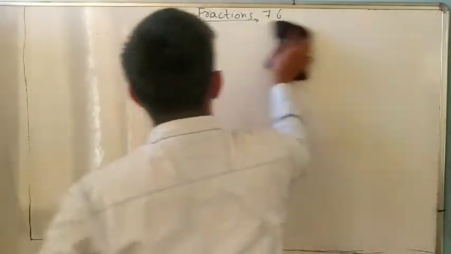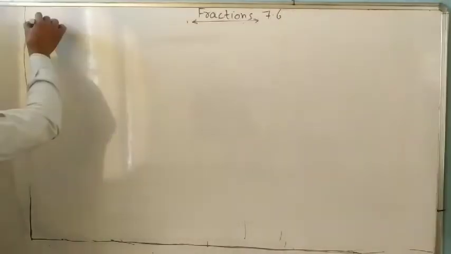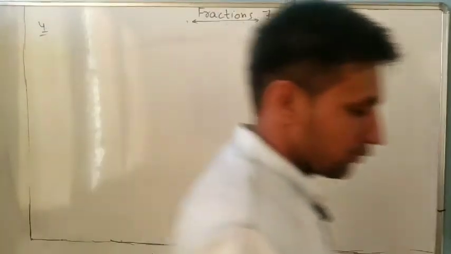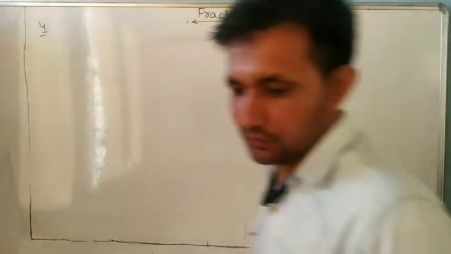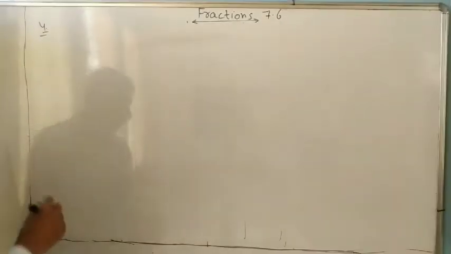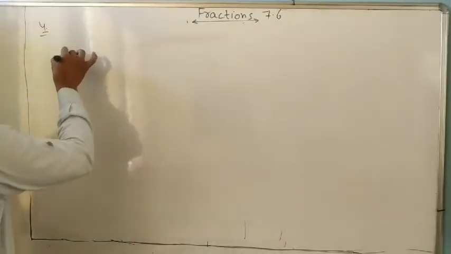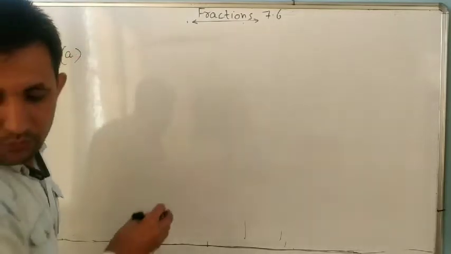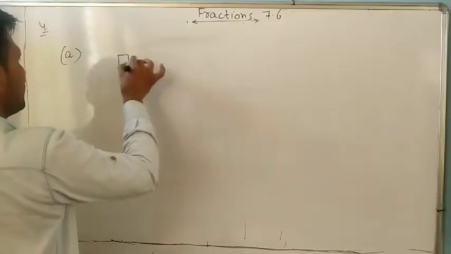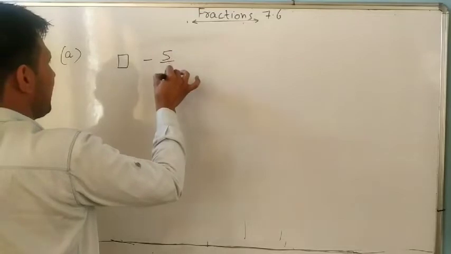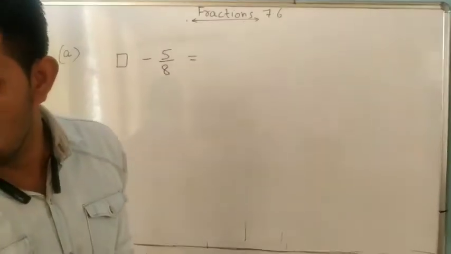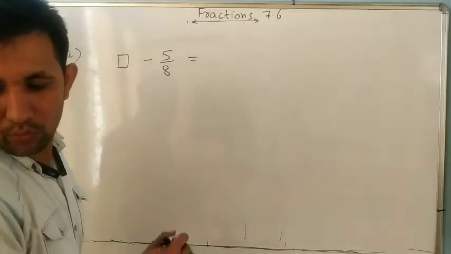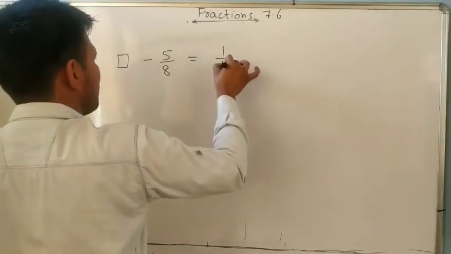Next is question number 4. Only one part I will explain, the rest you do yourself. Okay? So fill in the blanks. First is the A part. Fill in the blanks. This one, box minus 5 by 8 equal to 1 upon 4.